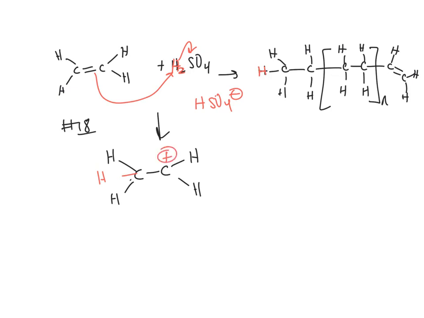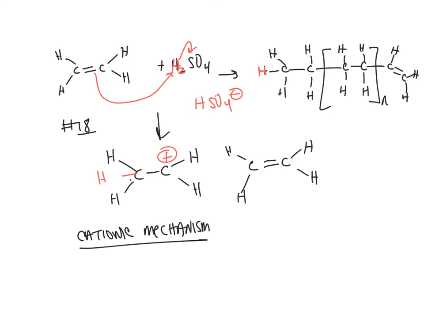Well, that reacts with itself. Okay, so then you have another alkene here, and this is a cationic mechanism. So you'll study polymers, and they can do anionic mechanisms, cationic mechanisms, and so here what happens then is it just keeps growing.